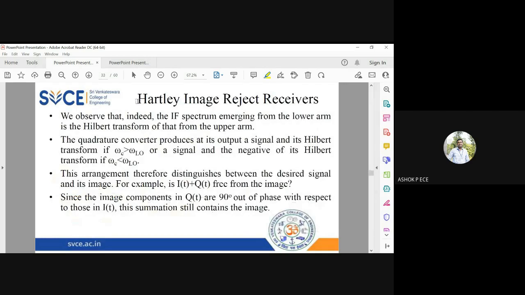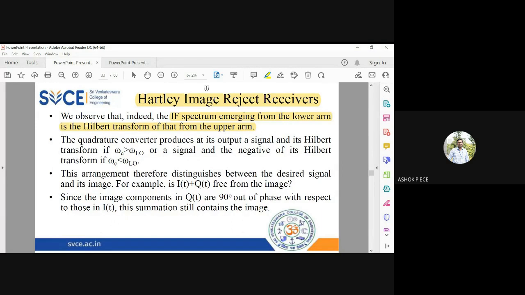So we are going to see some special type of receivers. It is called the Hartley image reject receiver. This receiver is going to use the same architecture as before. And you see here, whatever signal you get from the lower arm is going to be the Hilbert transform of that from the upper arm. So effectively, the phase shift between the upper arm and lower arm is going to be 90 degrees.